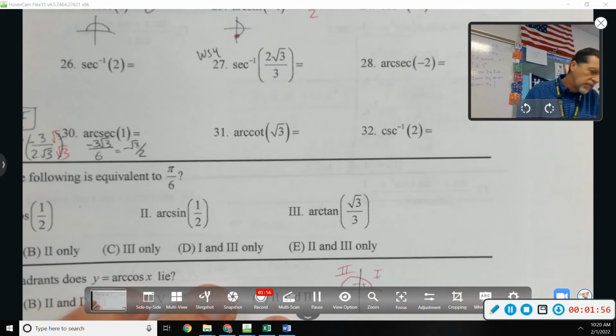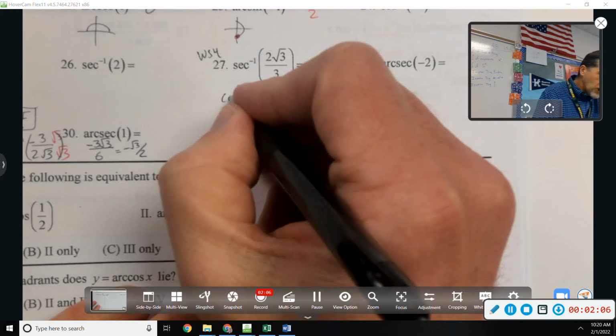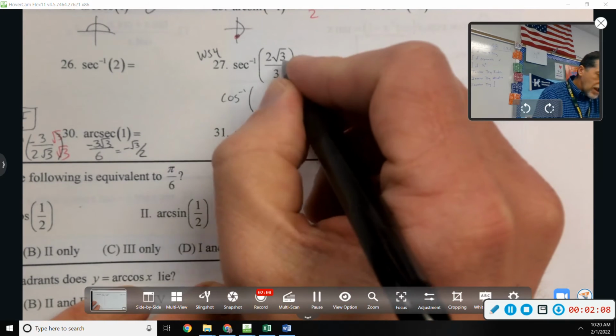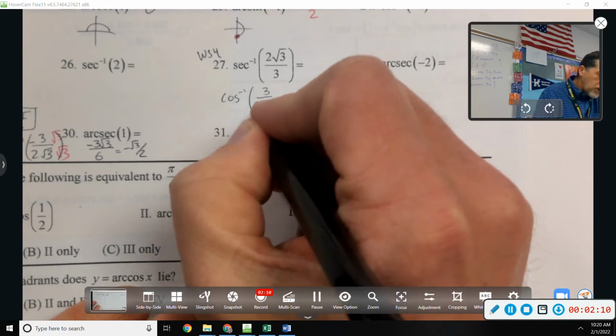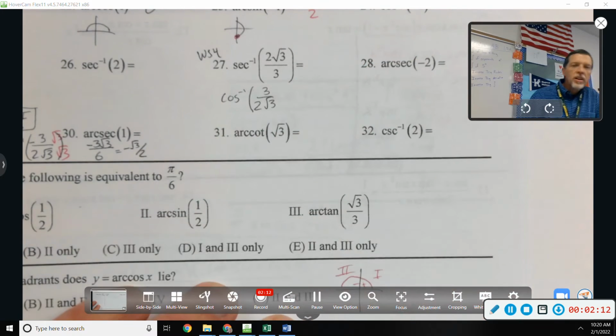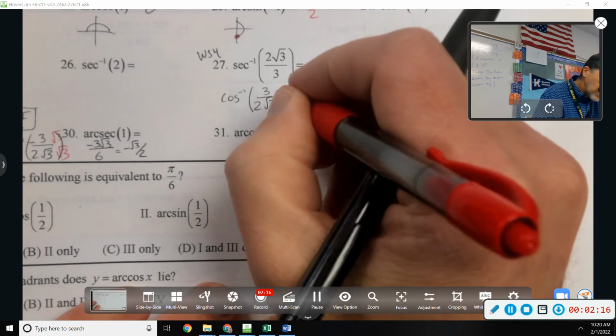Let's see, inverse secant. I don't want to do inverse secant. I'd rather do, what would you rather do? Let's do inverse cosine. The price you pay, though, is flipping it over. And then you have to fix it.